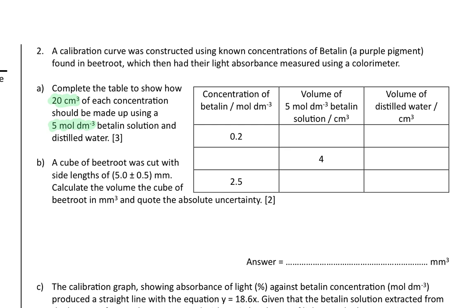If I look here, this one's 2.5 molar. Well, that's half of 5 molar, so that's quite an easy one. If I want 20 centimetres cubed of it, 10 centimetres cubed needs to be my 5 molar solution, and I need to dilute it by half. So these two numbers add up to 20, fulfilling my 20 centimetres cubed. And 2.5 is half the strength, so it's half water, half solution.